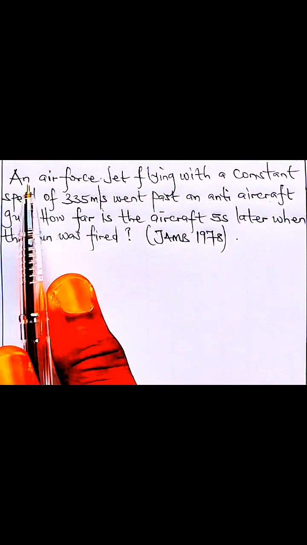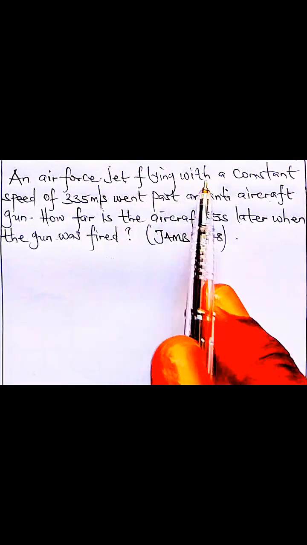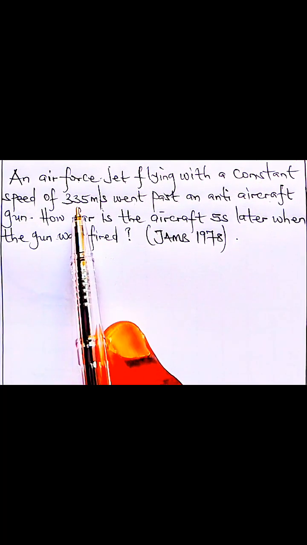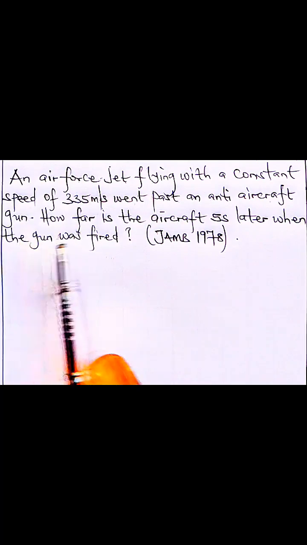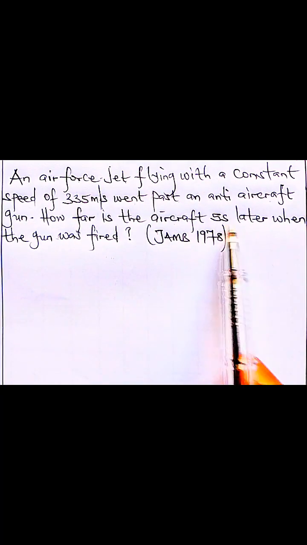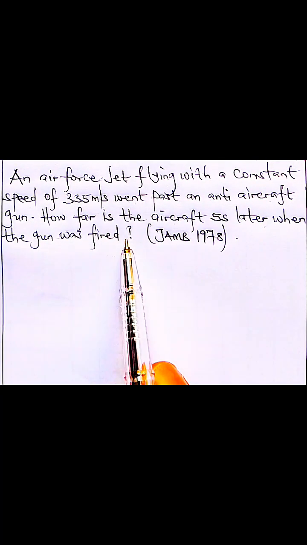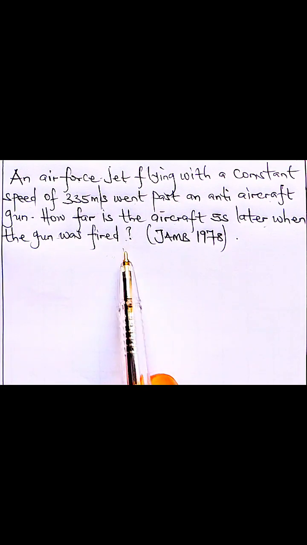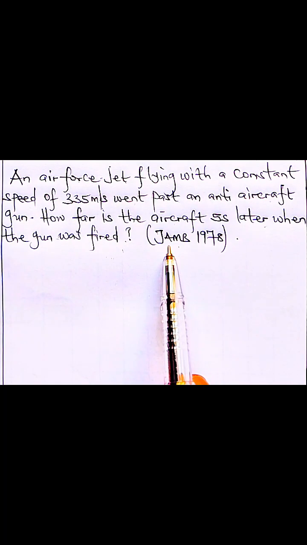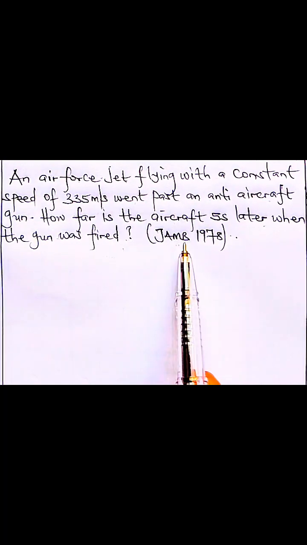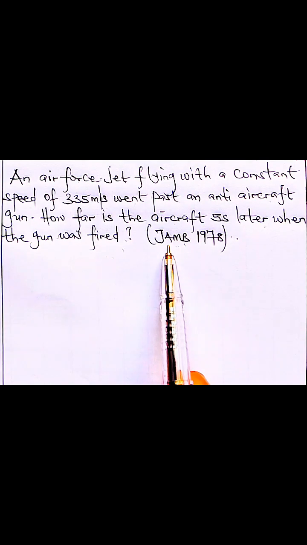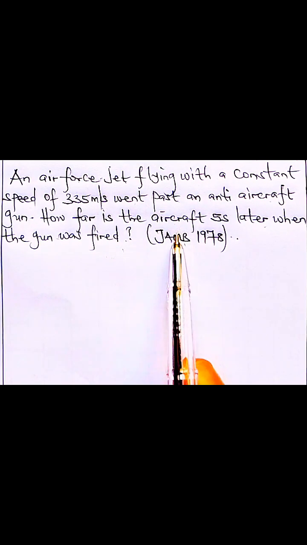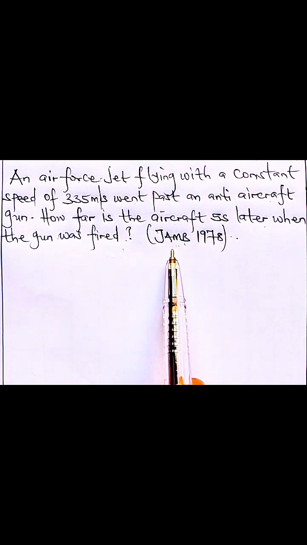Question 2. An Air Force jet flying with a constant speed of 335 meters per second went past an anti-aircraft gun. How far is the aircraft 5 seconds after the gun was fired? Now, this is another beautiful question. This question was given in 1978 to some JAM students. JAM is an exam written by Nigerian students that will give them a pass to the higher institution. So this exam was written in 1978 by JAM candidates.